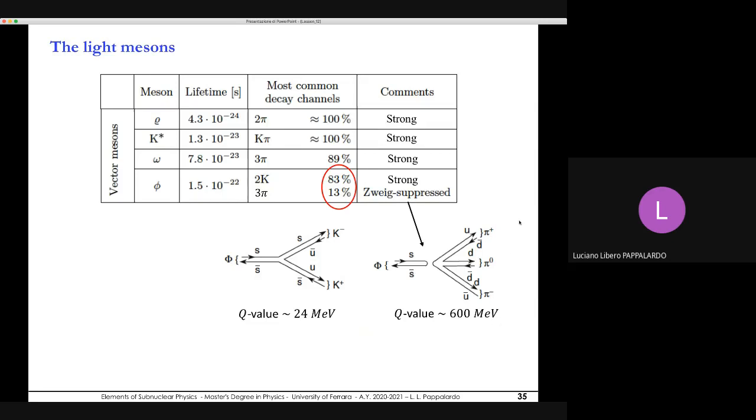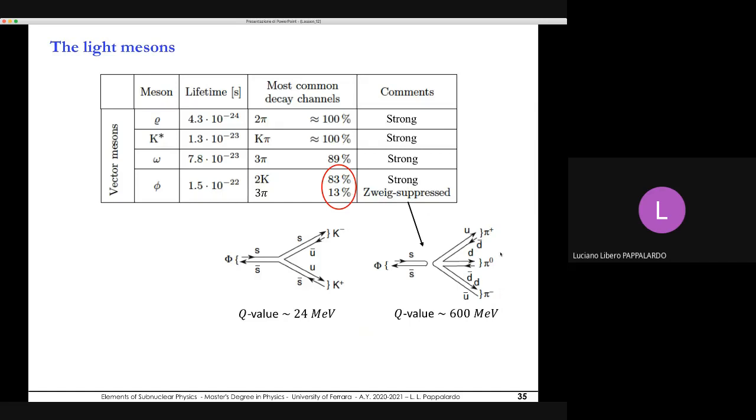So from the pure kinematic point of view, or from the pure phase space point of view, one would say that the decay of the phi into three pions should be much more favored than the decay into the two kaons, because we have a much, much wider phase space available in the final state. However, as you can see here, one finds the opposite.